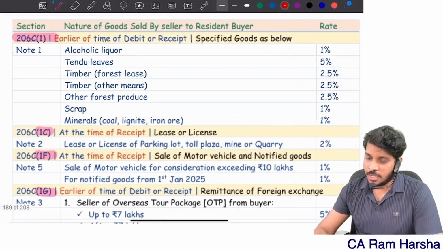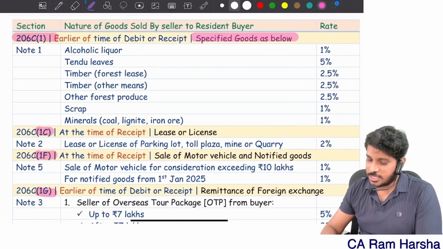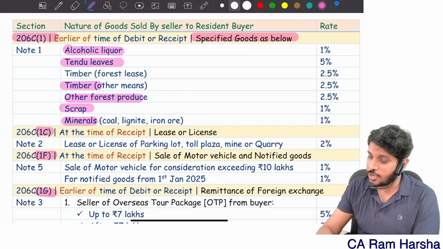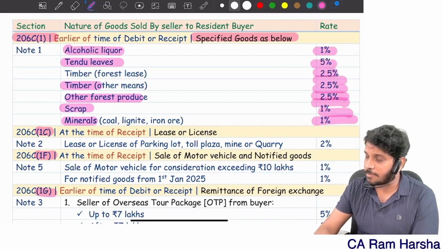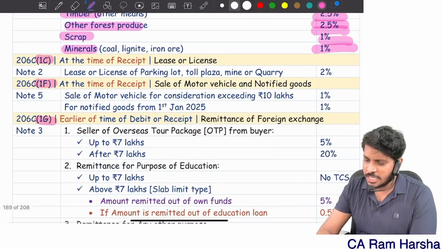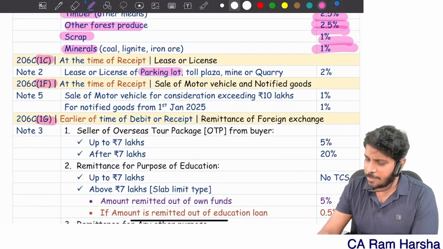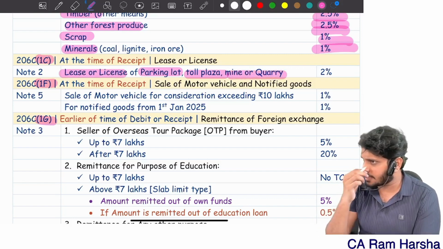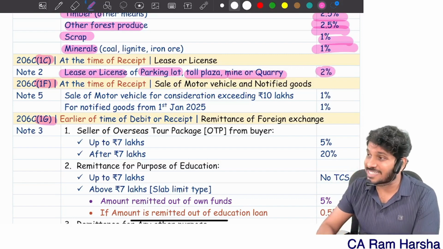Okay. Suppose specified goods you are selling. What are they? Minerals, not mineral oil. Scrap, other forest produce, timber, alcohol, tendu leaves. Then these are the rates at which TCS will be applicable. This you see later. Okay. Sir, I am giving him a parking lot, I am giving him a toll plaza, I am giving him some quarry or license. For that I am getting some compensation. Yes or no? I should also collect 2% TCS.